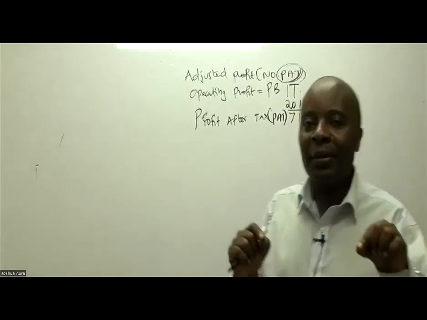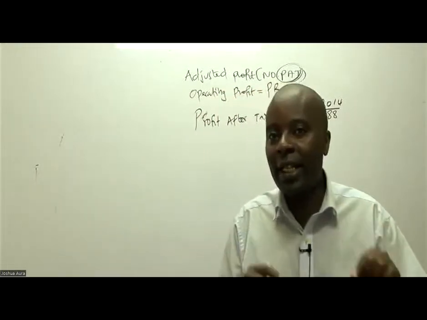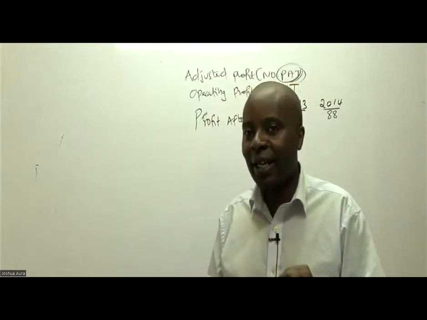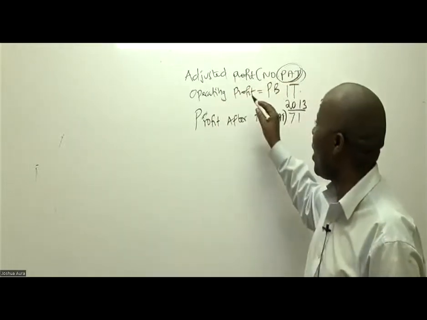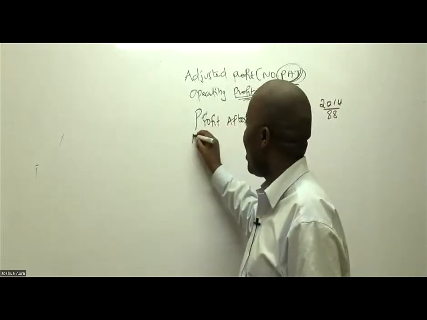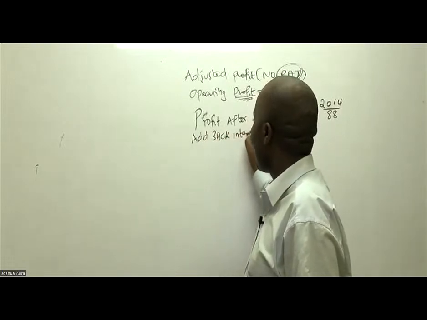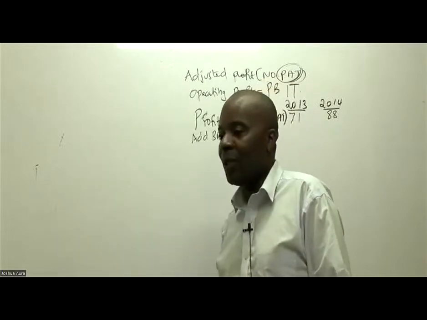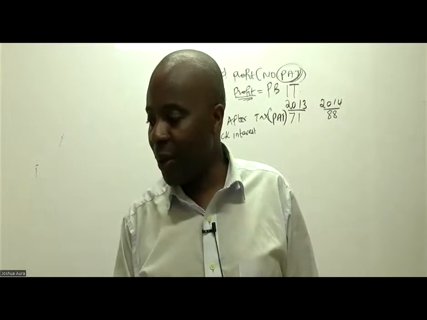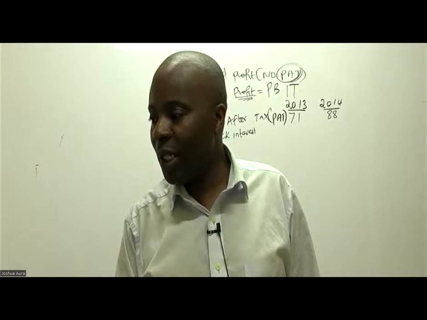Now, ladies and gentlemen, remember here I've deducted interest. Because I deducted interest, I need to add something back, because what we want is operating profit. So we need to add back interest. Are you able to see the interest amounts? The interest amount that I'm able to see here, this examiner will give you the interest.